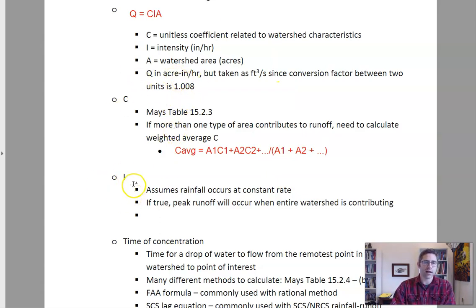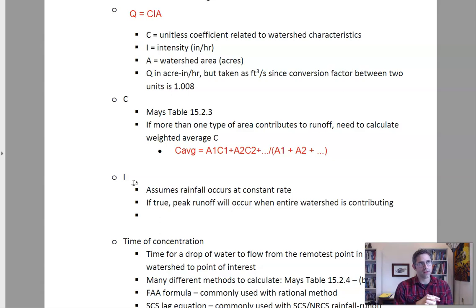Okay, I stands for intensity. We're going to assume that we don't have a rainfall hyetograph. We just have a constant intensity for the entire duration of the storm. And this is probably the parameter that needs the most explanation.